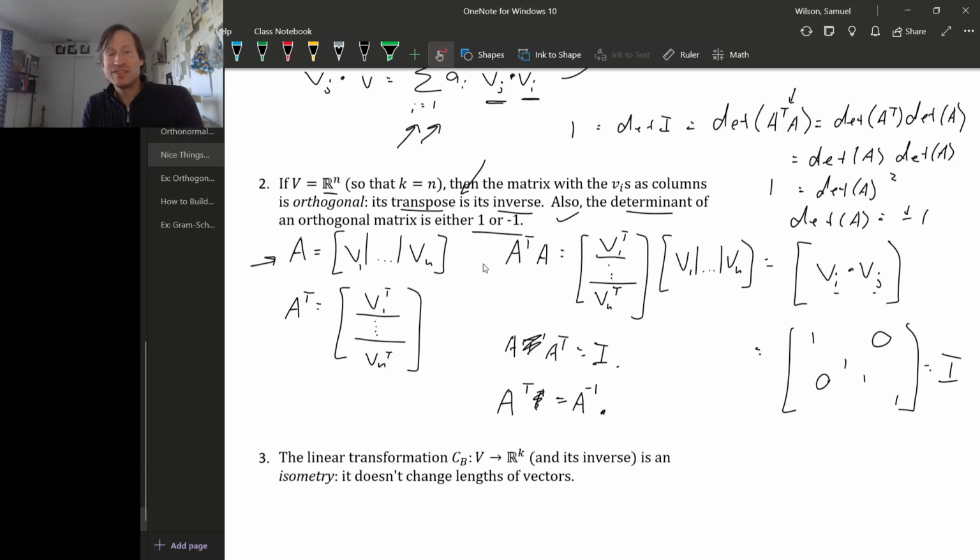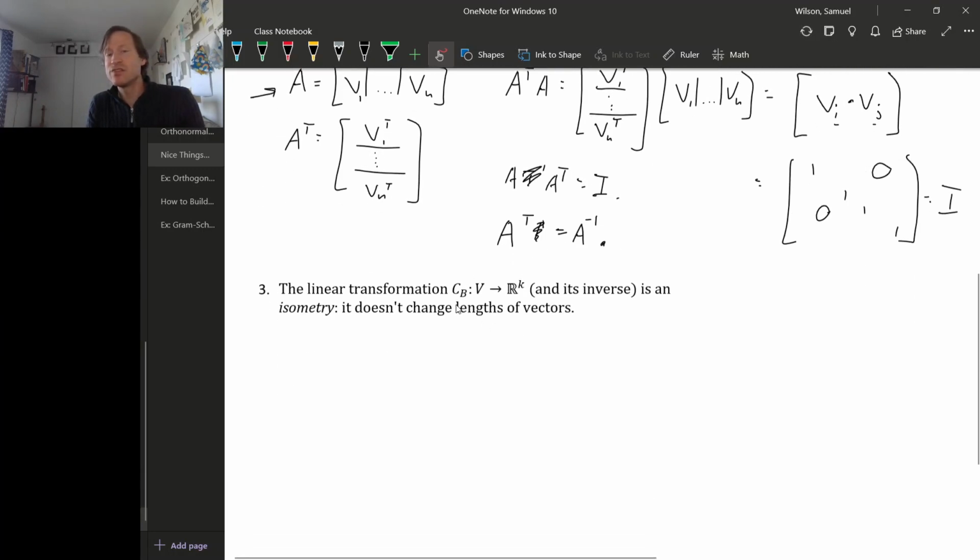The last interesting thing about orthonormal bases is that this linear transformation that gives us the coordinates, and also actually the inverse of this matrix, is an isometry. An isometry is an isomorphism that doesn't change the length of vectors. Most isomorphisms between Euclidean spaces do change the length of vectors, but isometries keep the length of vectors the same. So let's see why that's the case.